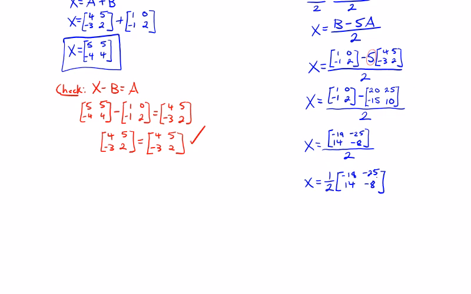So if I do that, then I should be able to get to my final result for matrix X. That's going to be [-19/2, -25/2; 7, -4]. I'll go ahead and box that in as the final answer. And you should check by plugging this back into the original equation to verify that it does in fact work.